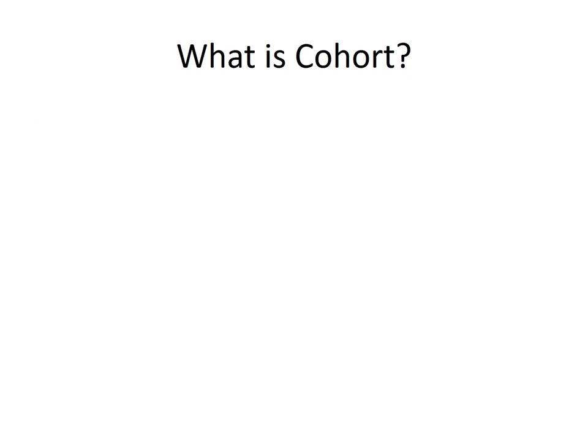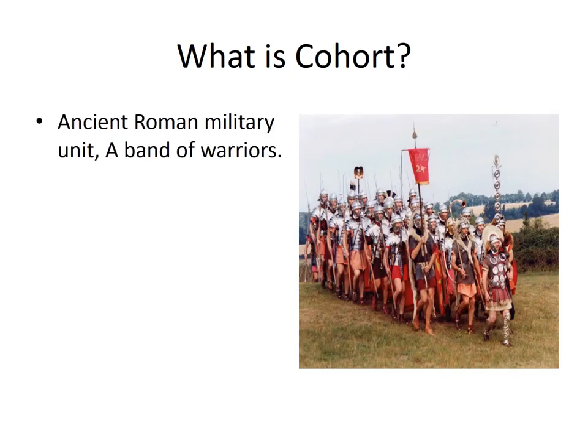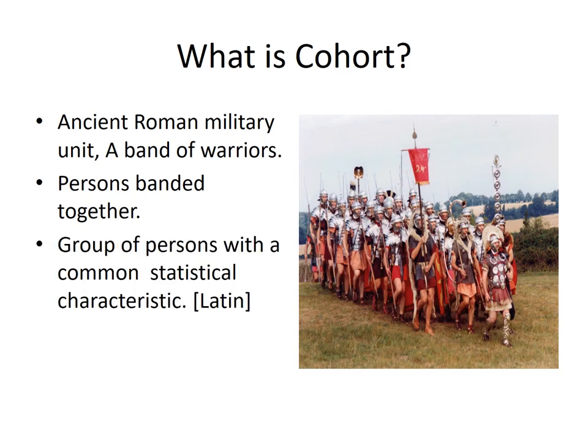What is a cohort? Cohort is an ancient Roman term applied to a band of warriors that work together. So it's basically a term that refers to persons banded together, a group of persons with a common statistical characteristic. For example, they have the same age, the same birth date, and they are going over time together.